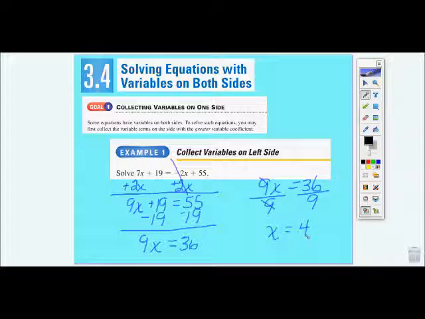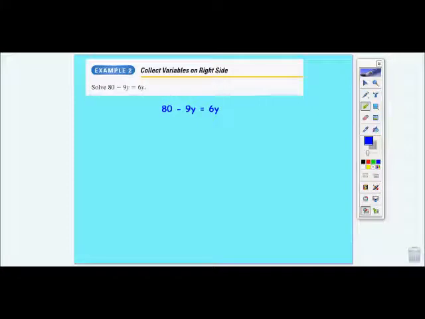Moving on to our next example, we're going to look at moving our variable. Now, if we follow the rule, I'm going to do this one two different ways. If we follow the rule they told us before, we can move the 9y because it's smaller, because it's a negative 9y. So I'm going to add 9y to both sides, and I would have 80 equals, and then we would have 15y.